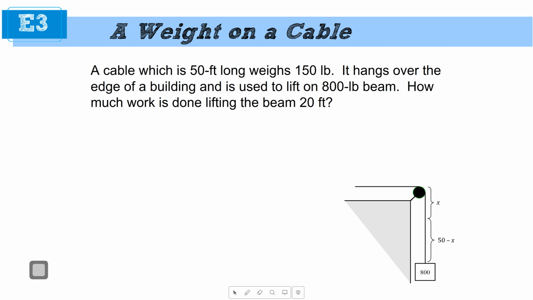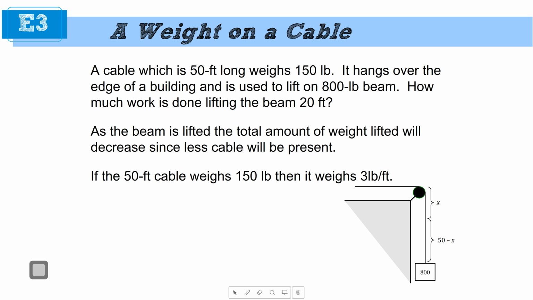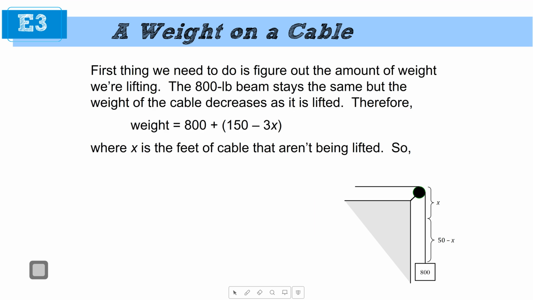The weight of the beam is never going to change. That's a constant force. So you'll see when I set up my integral, there's the weight calculation for the cable. It doesn't change, and so we get to that thing. The weight of that object at any point in time is the weight of the beam plus the weight of the cable. And how much does the cable weigh? Well, if I haven't pulled any of the cable in, it's going to weigh 150 pounds. But as I start pulling in the beam, the cable weight is going to decrease.